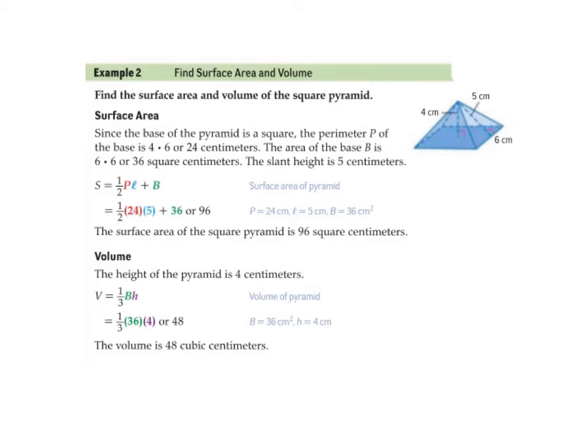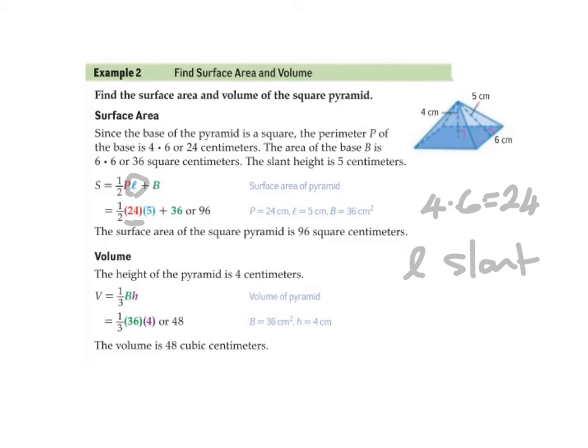So if you look at what we've got here, the 24, because the perimeter is 4 times 6. So this here is going to be 4 times 6. That's where you get your 24 from. Okay, and then the 5 is the slant height. So the letter L is slant height. Okay, so that's slant height.